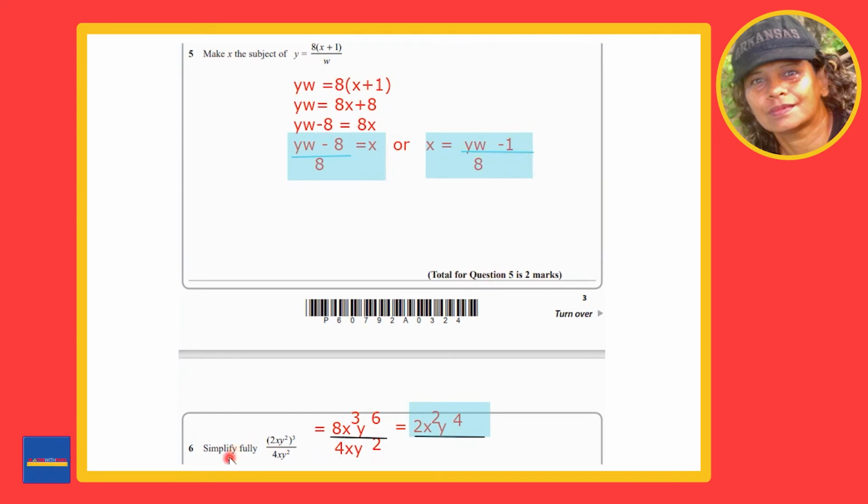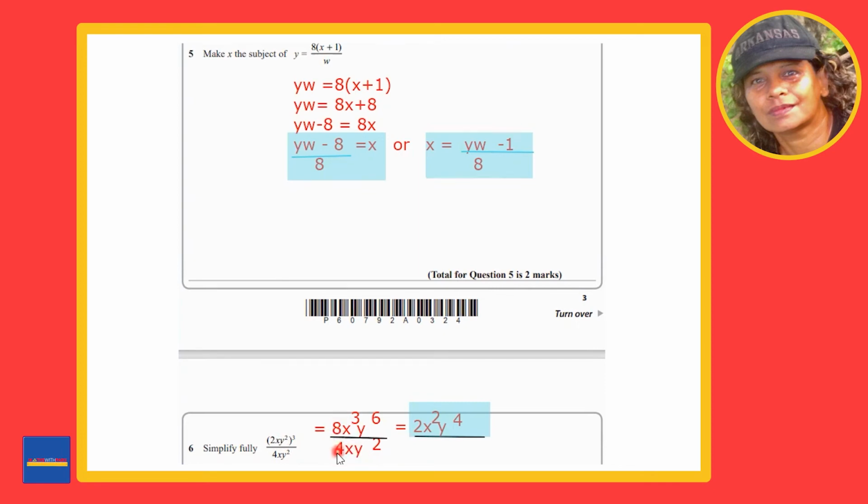Next, we go on to question 6, and they say simplify. Now when you have a bracket raised to a power 3, that means everything in the bracket is raised to the power 3. So we have 2 cubed, which is 8, x cubed, which is x cubed, y squared to the power 3 is y to the power 6. And at the bottom, it's the same, 4xy squared.